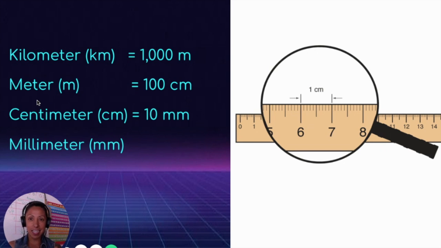1 meter has 100 centimeters. And a kilometer has 1,000 meters, which is very long. So depending on what we want to measure, we use these different units. Please keep in mind these abbreviations.